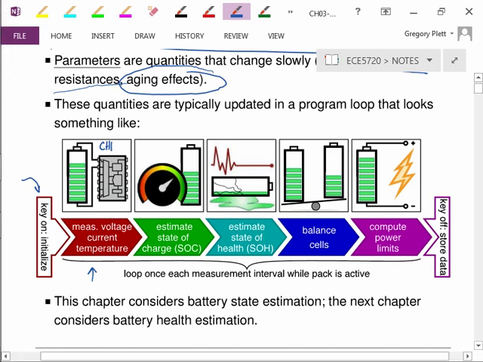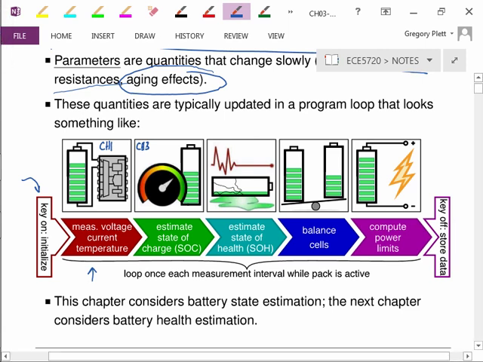We're going to use those measurements of voltage, current, and temperature to estimate the battery state. And one element of the battery state that is pretty important is state of charge, although I would argue that all elements of battery state can be important as well. So in this chapter, in Chapter 3, we address estimating battery state, including but not only state of charge.